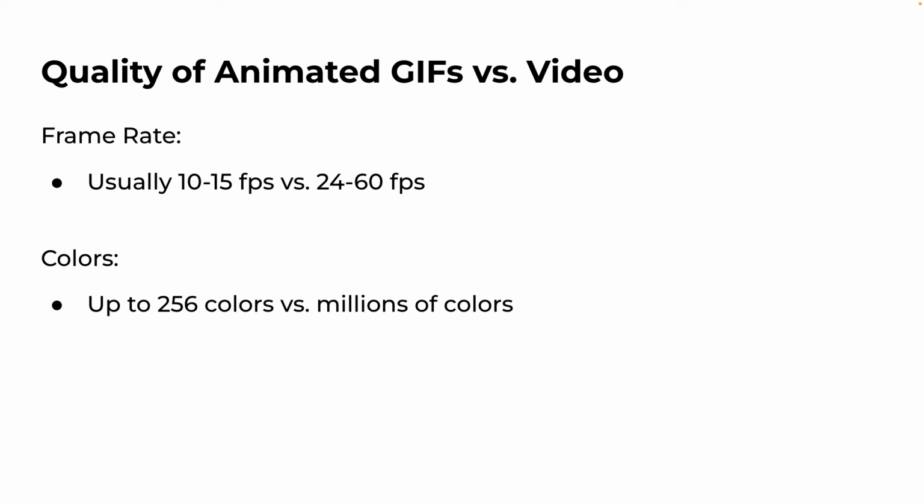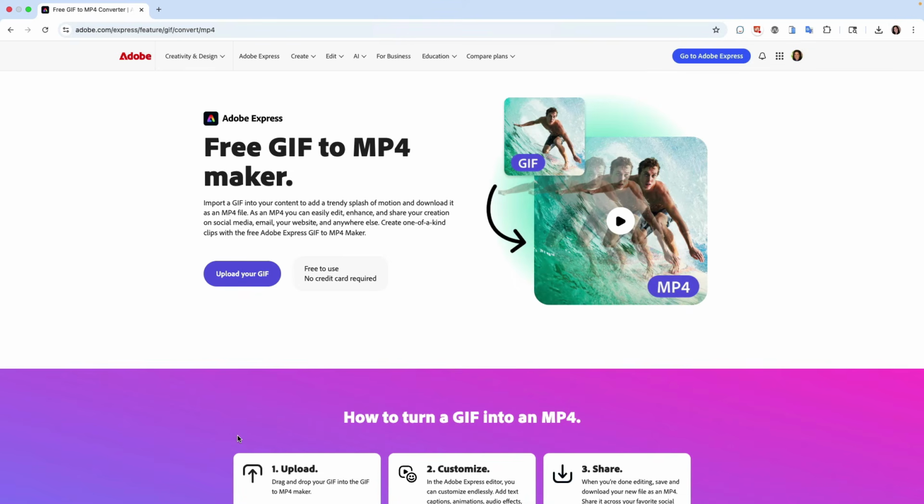But if you don't have access to the content that was used to create the animated GIF, you can easily convert it into an MP4. Just be aware that the conversion doesn't restore the loss in quality. One of the easiest ways to convert an animated GIF to a video that will play in a PDF is to use the Adobe Express free GIF to MP4 maker.